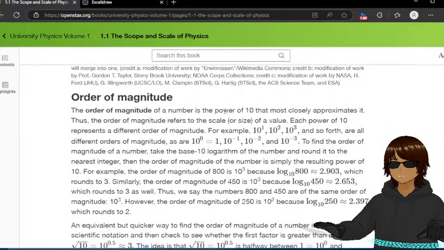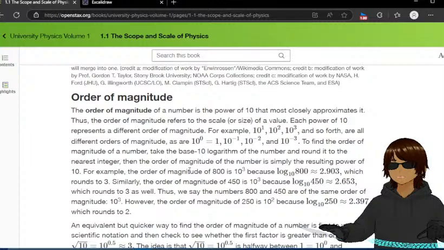The order of magnitude of a number is the power of 10 that most closely approximates it. Thus, the order of magnitude refers to the scale of a value. Each power of 10 represents a different order of magnitude. For example, 10 to the power of 1, 10 to the power of 2, 10 to the power of 3, and so forth are all different orders of magnitude, as are 10 to the power of 0, negative 1, negative 2, negative 3. To find the order of magnitude of a number, take the base 10 logarithm of the number and round it to the nearest integer. Then the order of magnitude of the number is simply the resulting power of 10.